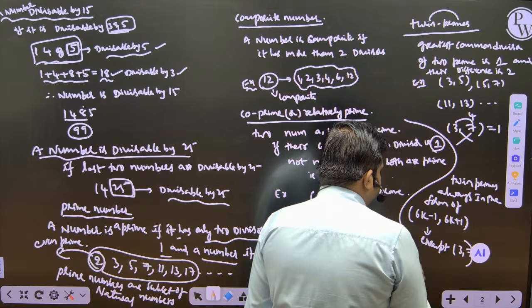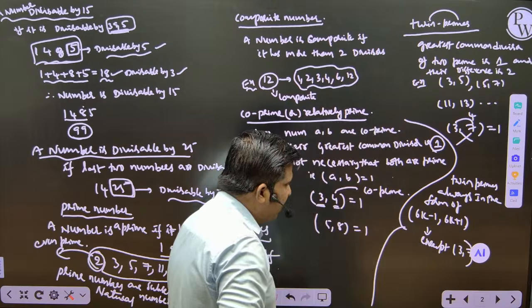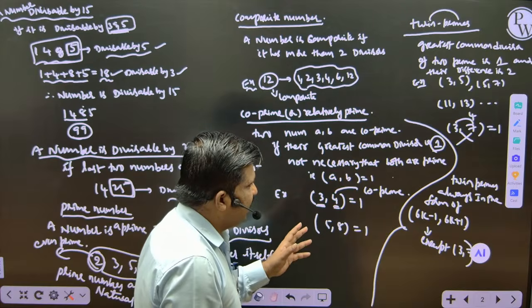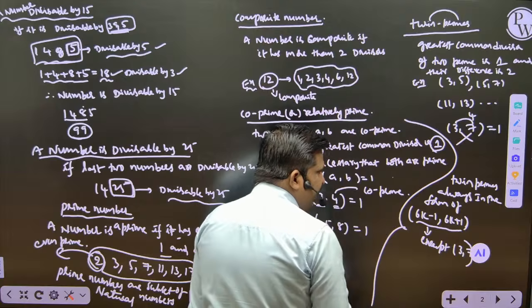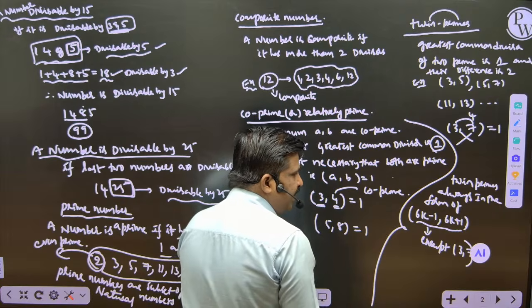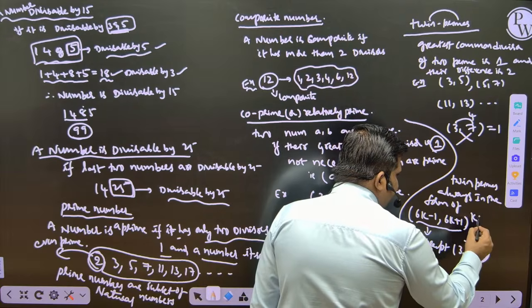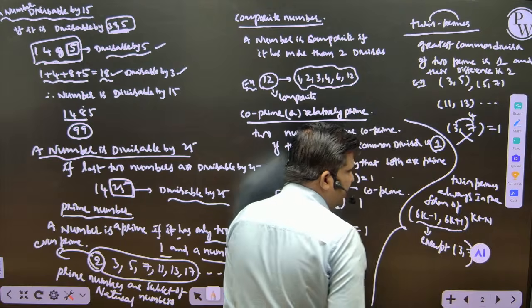Except 3 comma 7, the remaining twin primes are always in which form? 6k minus 1 comma 6k plus 1 form. K belongs to what here? Natural number.